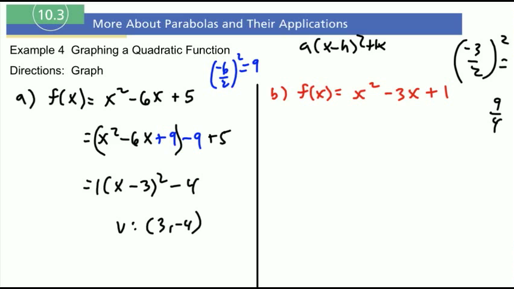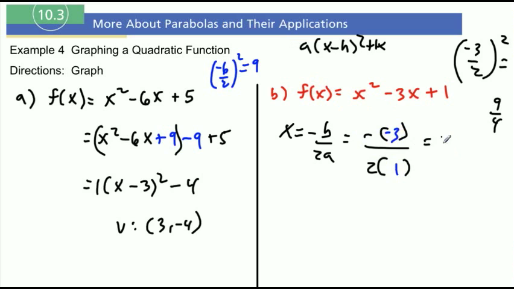So you could just go ahead and use the other method that I was showing you, which is the vertex method, using the vertex formula. So I'm going to use that method instead of trying to write it in vertex form here. All right, so I'm going to find the x coordinate of my vertex by doing negative b over 2a. So let's go ahead and set that up. So negative b over 2a. So I get 3/2. Okay.